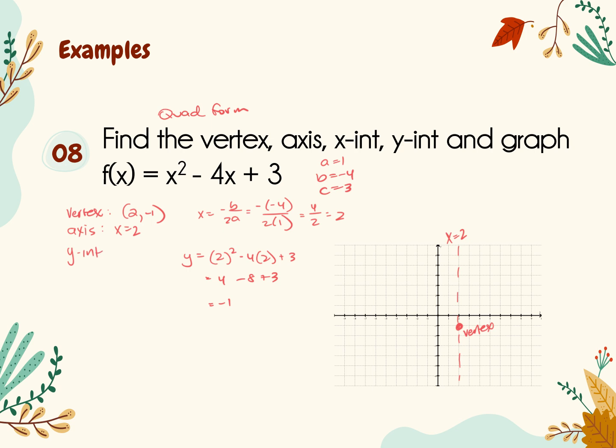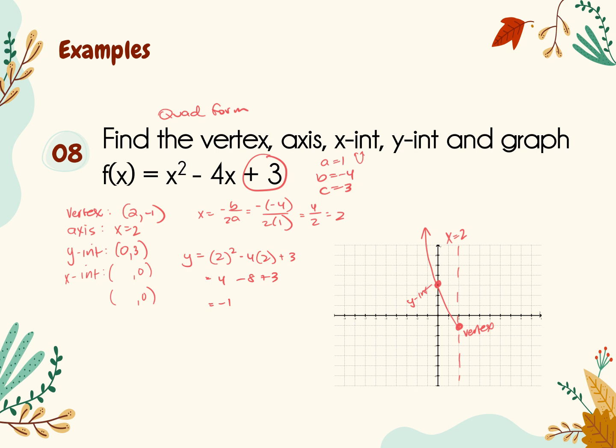My y-intercept, again, super easy to do. It's the value when x is 0, but I know it's the c value, so it's (0, 3). So that's my y-intercept. My graph is opening upward, which makes sense because a is a positive number, which means it's going to open up. And so the last thing I have left to do are my x-intercepts. So this is going to be the value of x when y is 0.